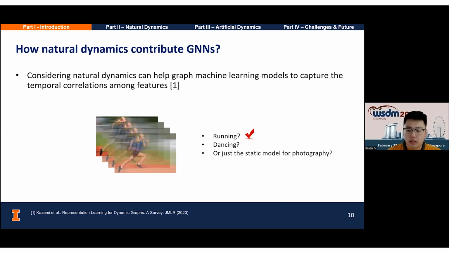But if we can see the temporal context, given the information from the previous and the future, we can know that it may be running instead of dancing or a static model for photography.